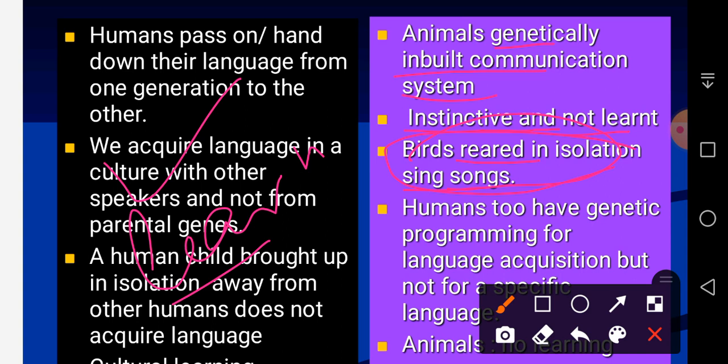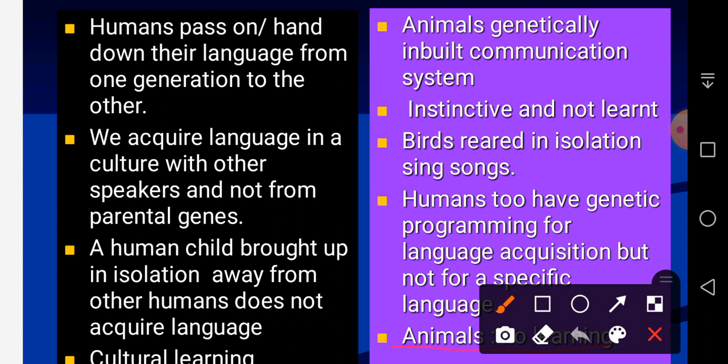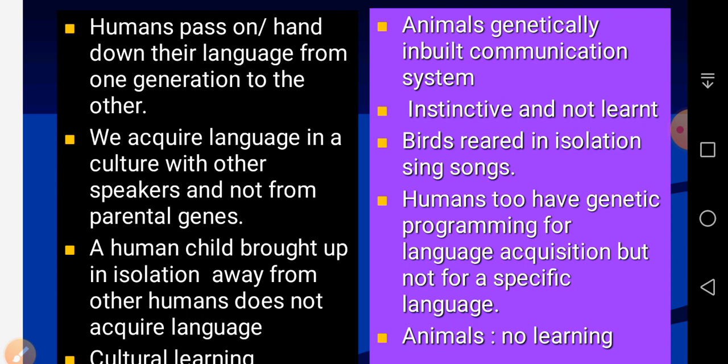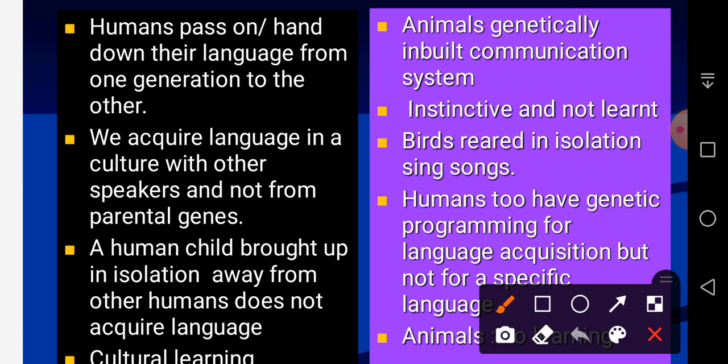A honey bee, be it in America, USA, England, Holland, be it in East or West, has to buzz. But Homo sapiens, if removed and reared in isolation, will not speak a language. So we can say that the animals' system does not involve much learning. There is a degree of learning, but usually most animal communication is instinctive. It is based on instinct, but the human system is not based on instinct. We have to learn a language in a cultural setting.